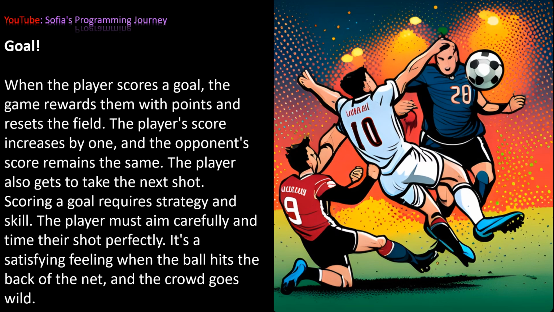When the player scores a goal, the game rewards them with points and resets the field. The player's score increases by 1, and the opponent's score remains the same. The player also gets to take the next shot. Scoring a goal requires strategy and skill. The player must aim carefully and time their shot perfectly. It's a satisfying feeling when the ball hits the back of the net, and the crowd goes wild.